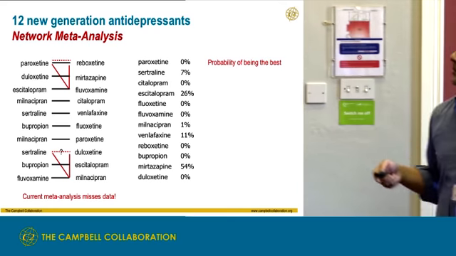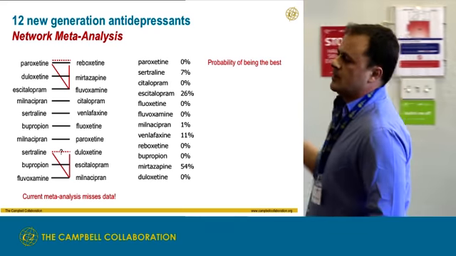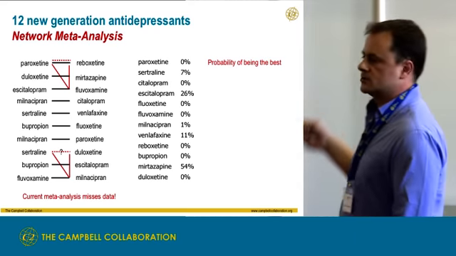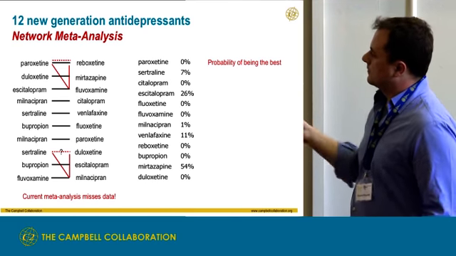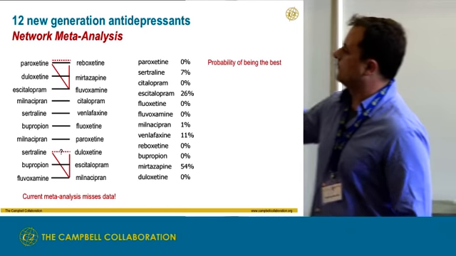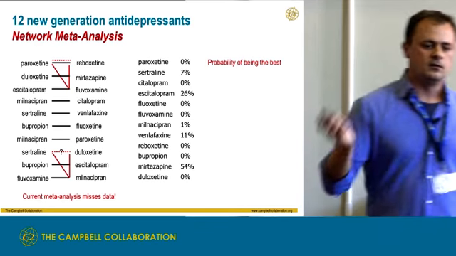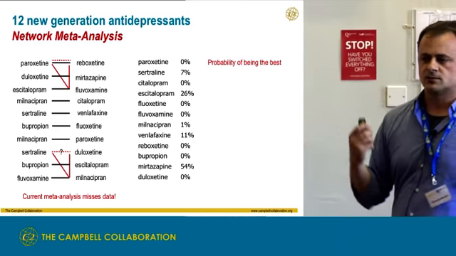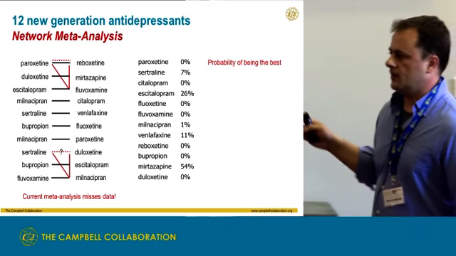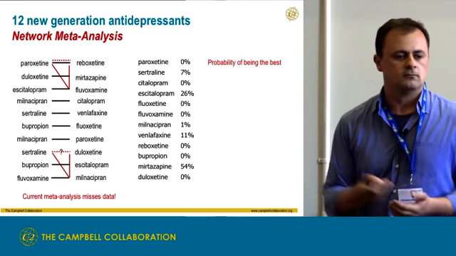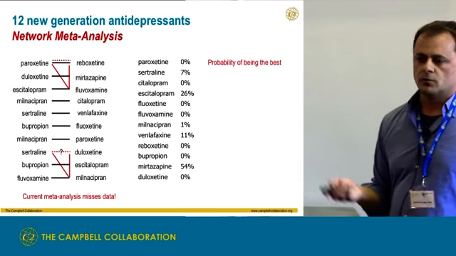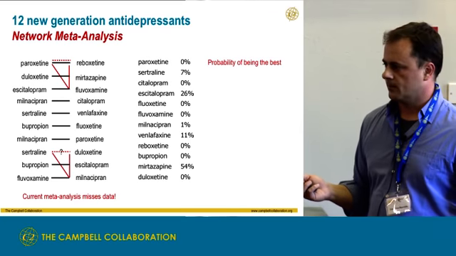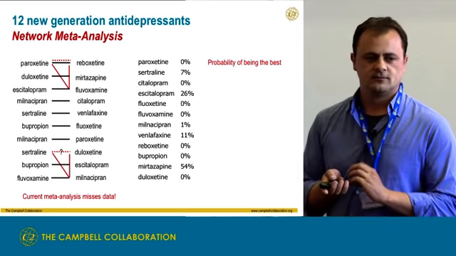And also, one of the standard outputs is a ranking of the treatments. We can compute the probability of a treatment being the best, the second best, the third best, and so on. So for example, in this example, mirtazapine has a 54% probability of being the best, followed by escitalopram, then venlafaxine, and so on. So I can get a ranking of the treatments and see which one is the most effective. Is that clear so far?